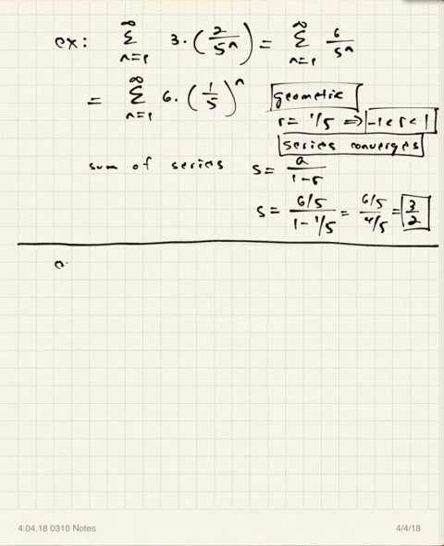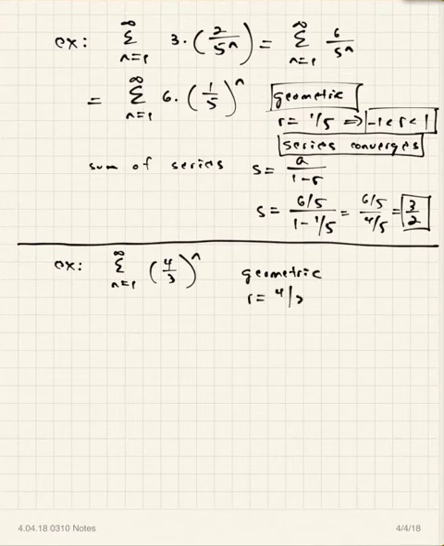All right, the next problem, you have the sum as n goes from 1 to infinity of (4/3) to the n. So in this series, it's also geometric, certainly, and we already have the constant raised to a power. So that's good. So we get right away that the R value, the common ratio, is 4/3.